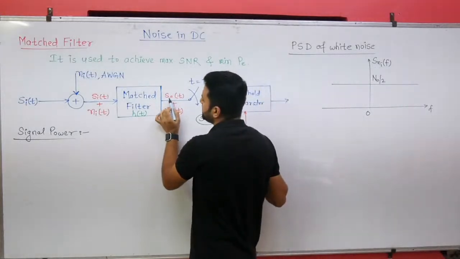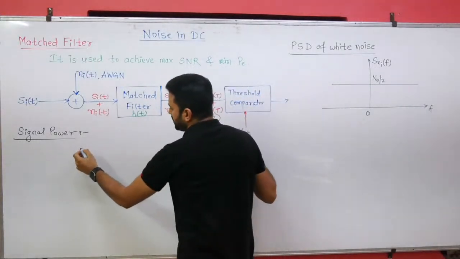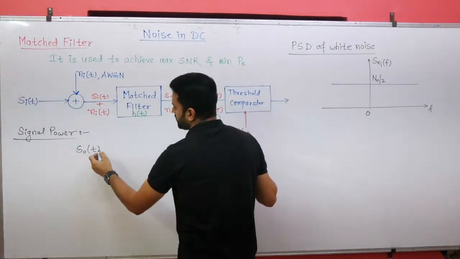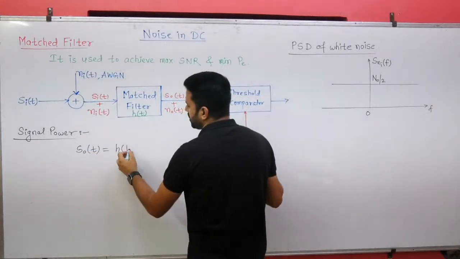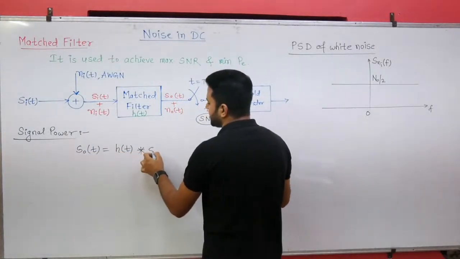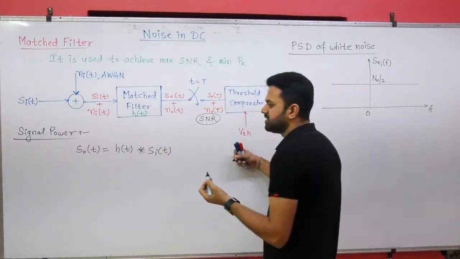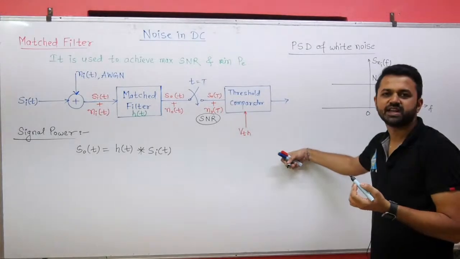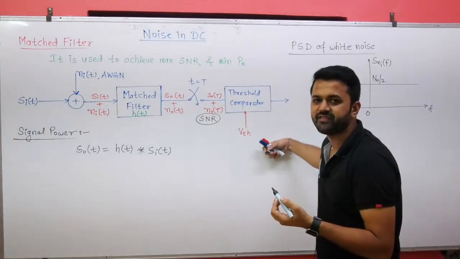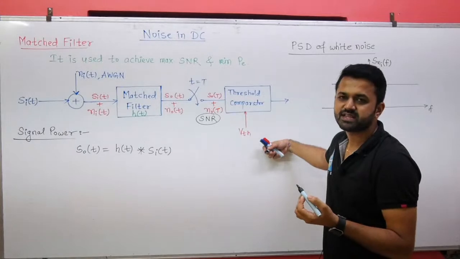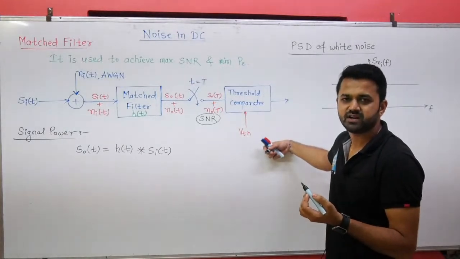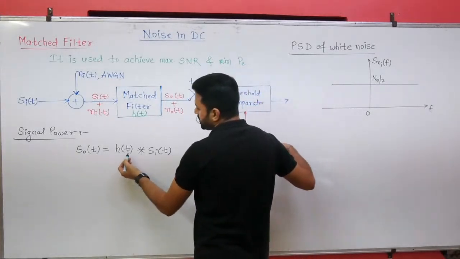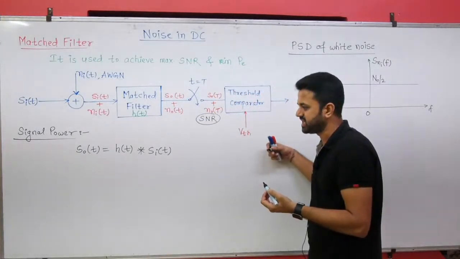Starting from here, the output of the matched filter s naught of t will be h of t convolved with s i of t. Will it be the output? The output of any filter or system having the response h of t is nothing but the input convolved with the response of the filter or the system. So s naught of t is equal to h of t convolved with s i of t.